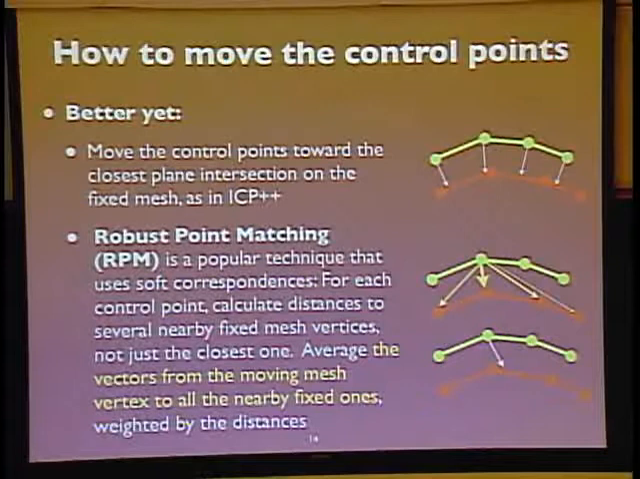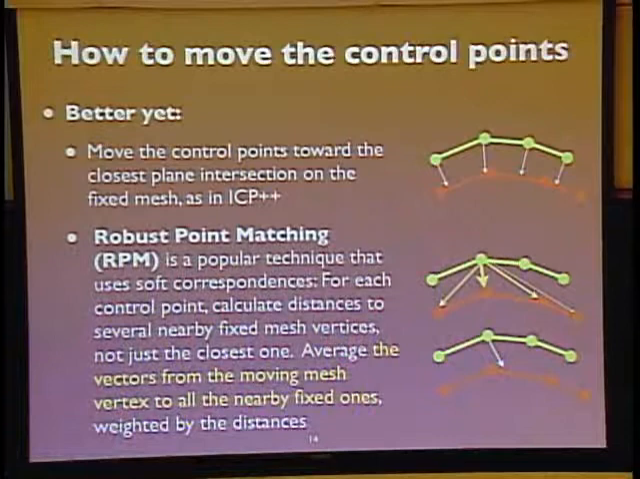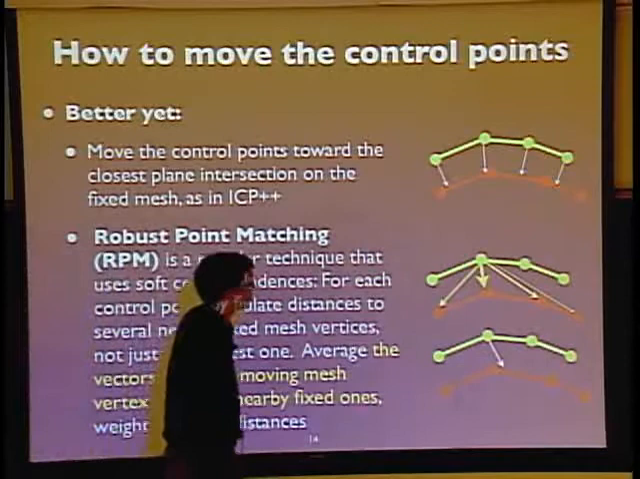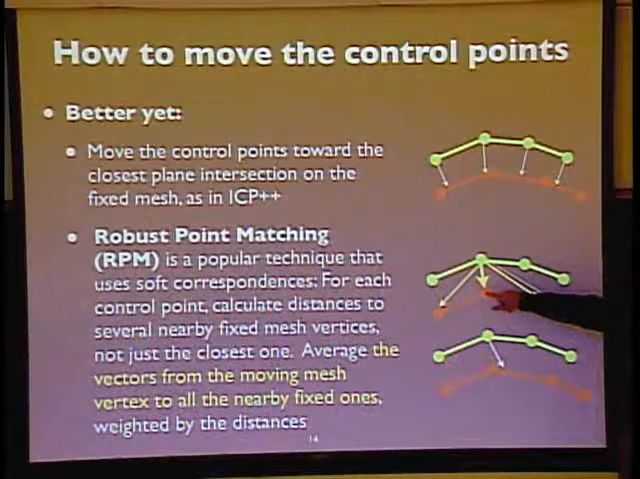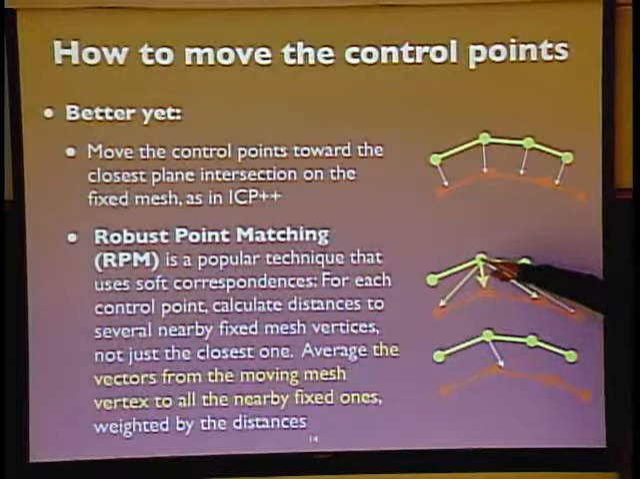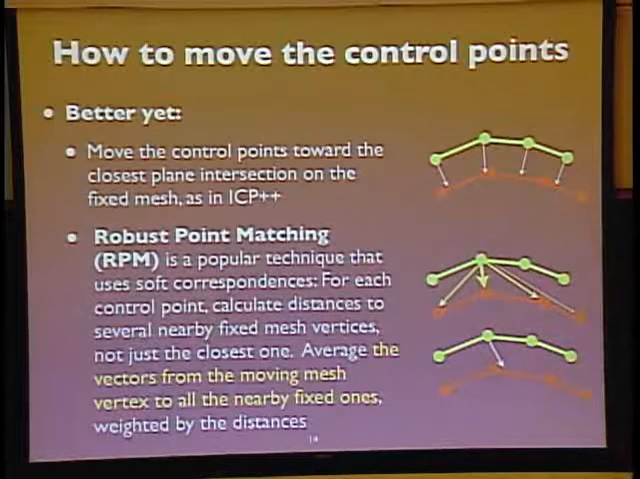Now, yet another idea, which you will be thinking about quite a bit for homework 2, comes from an algorithm that's very popular and very practical called robust point matching. What it does is, instead of having each control point identify a single location on the fixed mesh where it wants to move to, it ponders the possibility of this control point being translated to this one, this one, this one, this one, and so on, for all possible vertex positions on the fixed mesh.